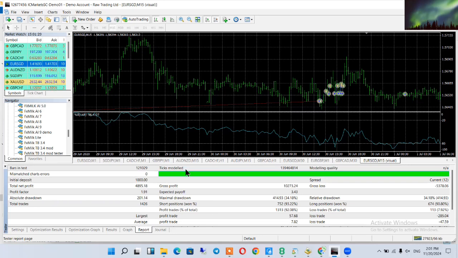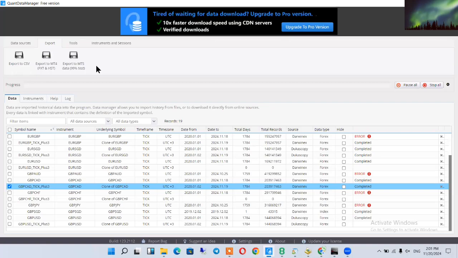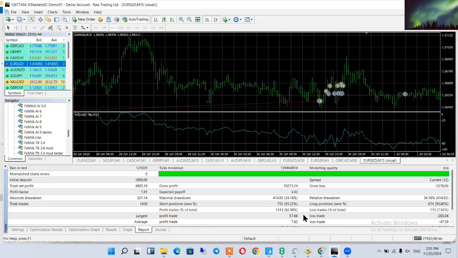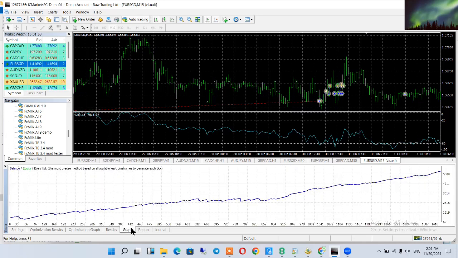Now look at the tick model. Modeling quality is not available because I am using data from Quant Data Manager, which is Lucas copy data. So all the data I have is 99.9%. As you can see, there is no error, no mismatched chart errors during the test. This is one beautiful thing about this system, and you can see the graph.